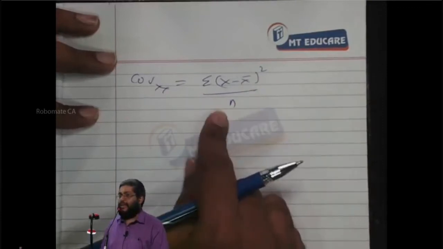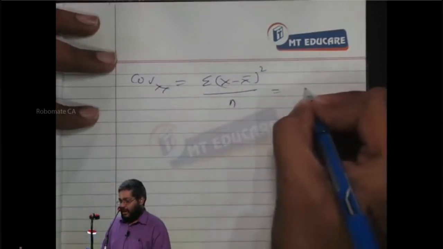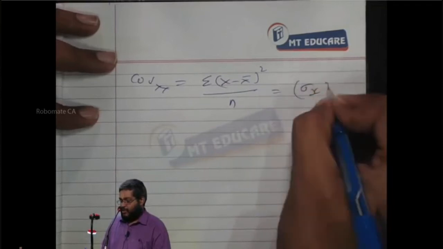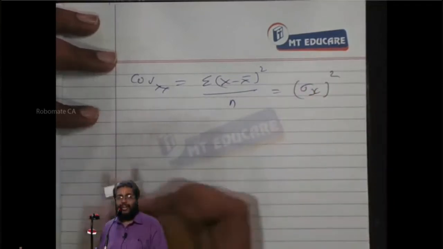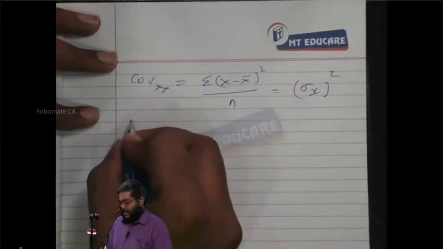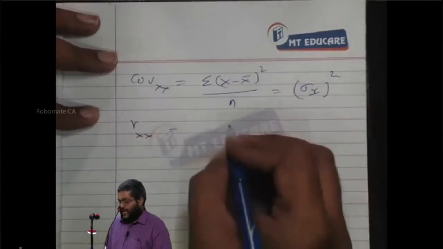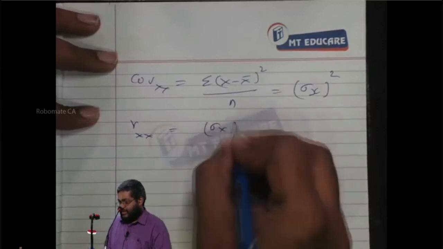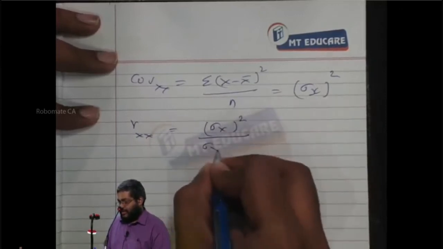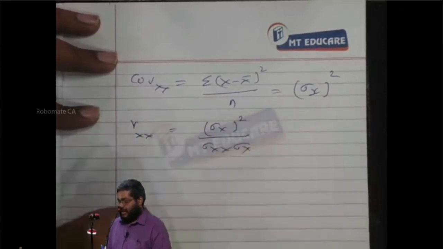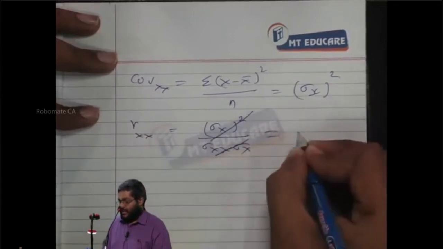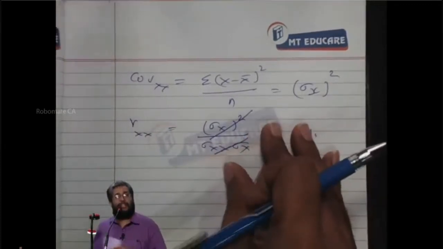So this is nothing but what? Standard deviation of x square is nothing but what? Sigma x the whole square. Right or not? Now I can say correlation of x and x is equal to covariance of x and x, sigma x the whole square, divided by sigma x into sigma x. This and this get what? Cancel. It is equal to plus 1. Yes or no?